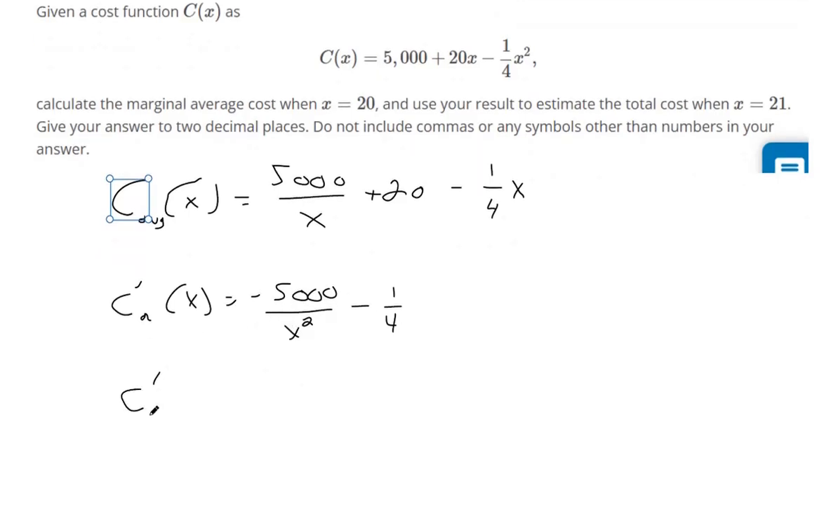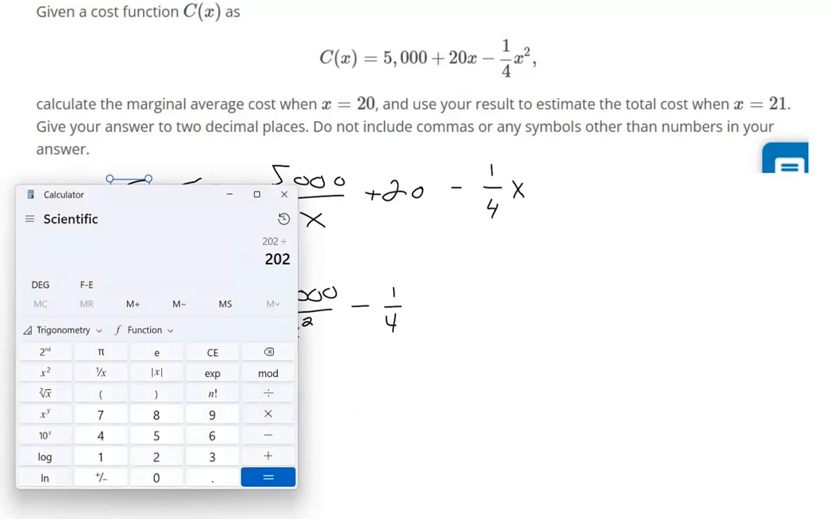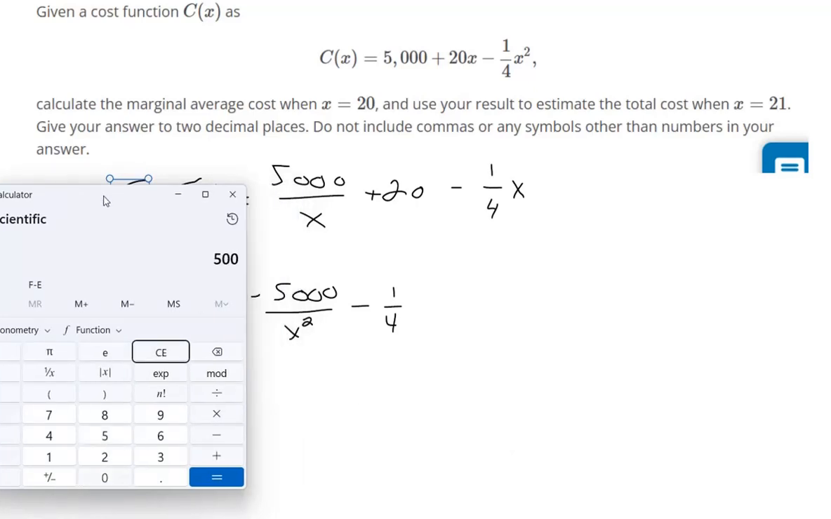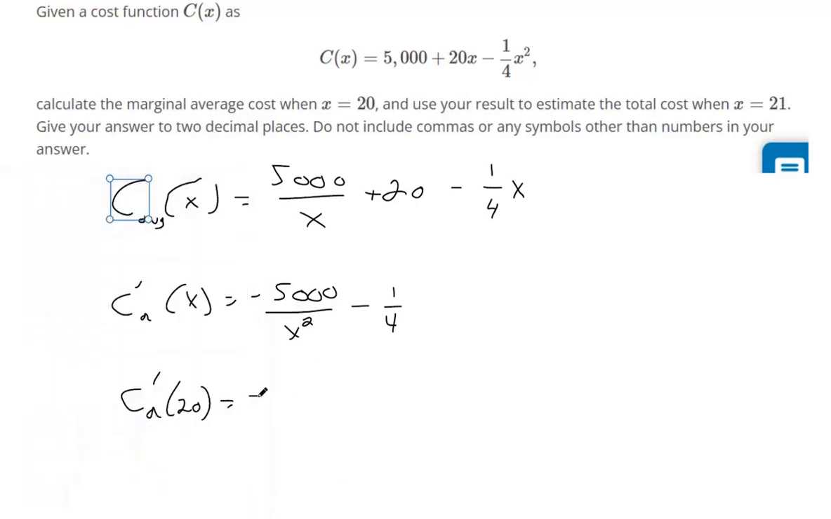And if we plug in 20 into this marginal average cost, we get 20 squared in the denominator. Oops, 400. What am I doing? So 5,000 divided by 400. That's negative 12.5 minus another 0.25. We've got negative 12.75 here.